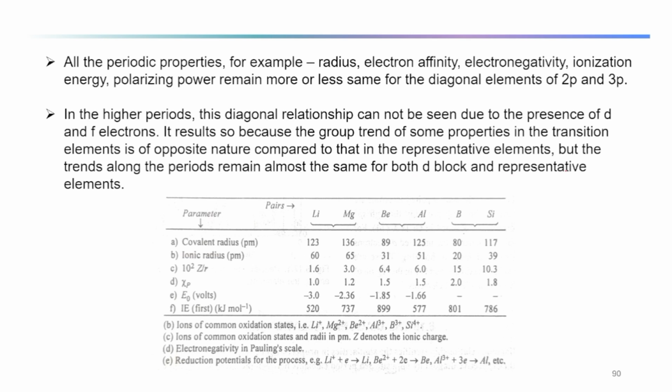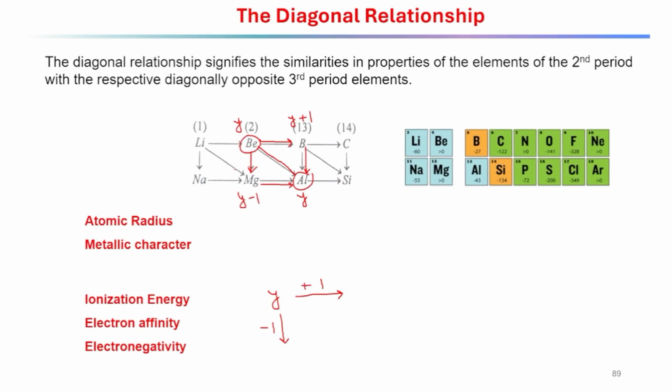So if we go to the higher atoms, this diagonal relationship does not work, because we were considering that if we go from left to right, it will increase by +1, and if you go from top to down, it will decrease by -1, right? So this is valid in case of 2p and 3p. But after that, when we have d and f electrons, this trend is not valid, because there are some properties in the d block elements that show opposite trend. Okay, I have already discussed this in a previous lecture. You can go back and check.